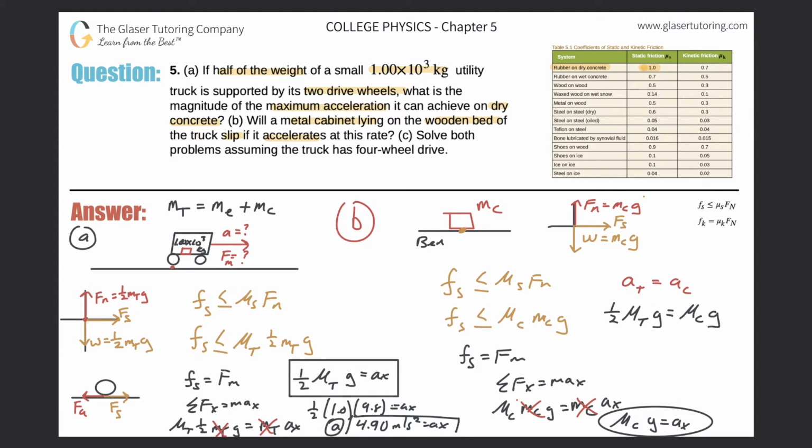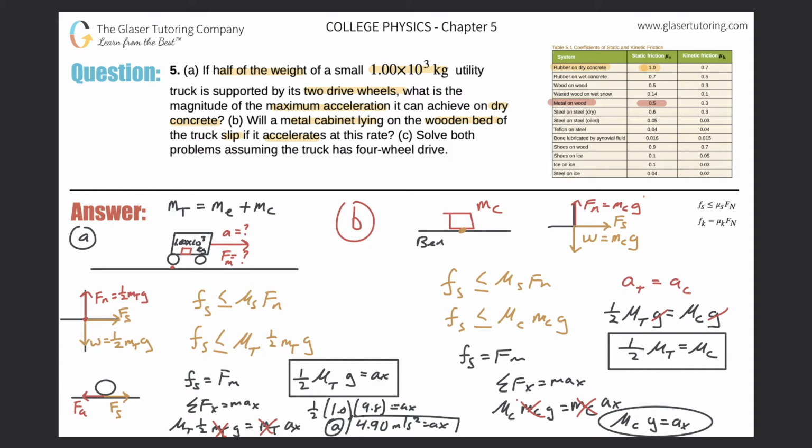So what else happens here? Well, the g's cancel. Interesting. So what I'm left with is one half times the coefficient between the rubber and the road has to be equal to the coefficient between the metal cabinet and the wooden bed. Now, I'll box this. Do me a favor: go look up at the table above and find where it says metal on wood. Here it is. What is its value? 1/2.